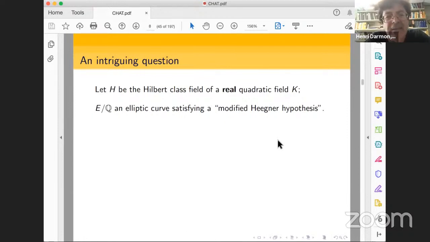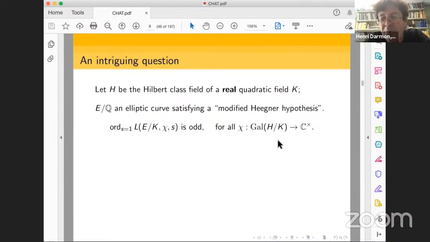That happens when the elliptic curve satisfies a so-called modified Heegner hypothesis. I'll get into that later when I go into a little more detail. And that implies that these orders of vanishing are all odd. In particular, if they're odd, they're all greater than or equal to 1. And that means that the L function of E over the Hilbert class field vanishes to order at least the degree of H over K, since it's a product of this many L functions, each having a simple 0 at the center.